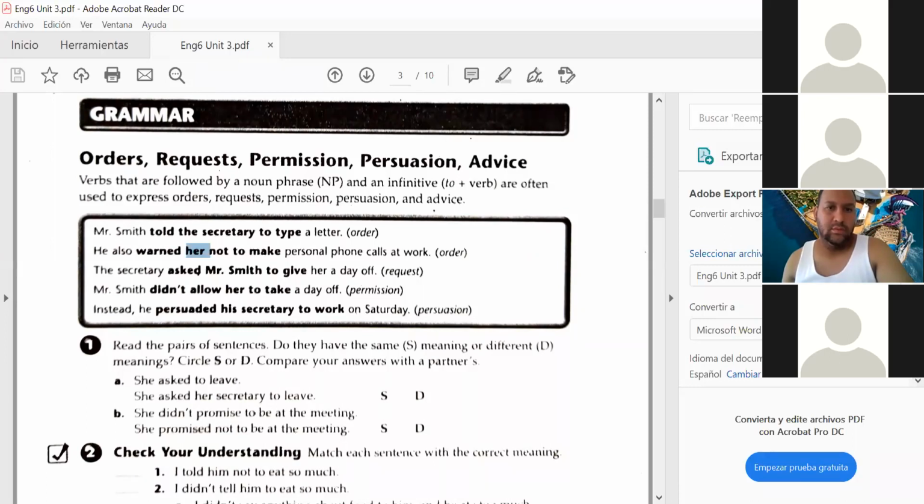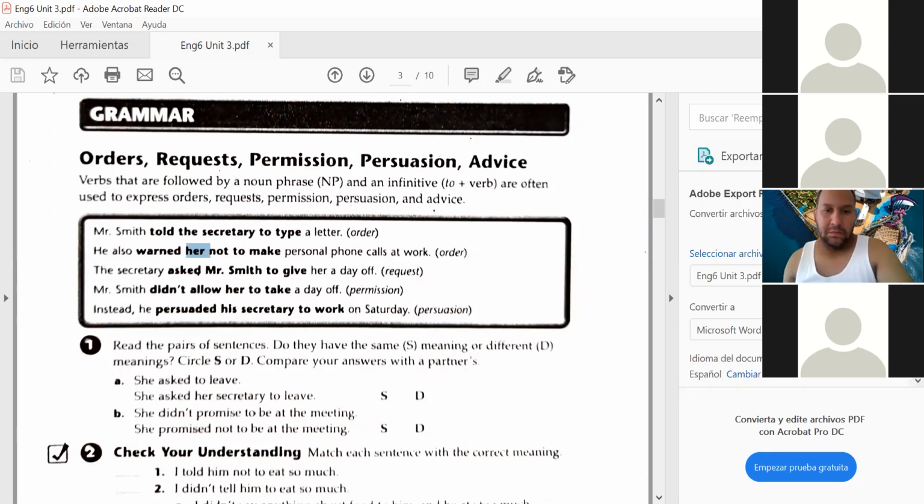In this sentence, the secretary now is the subject, and Mr. Smith now is the noun. Very good. That's right. So secretary is the subject and Mr. Smith is the noun, which means that here we have a request.